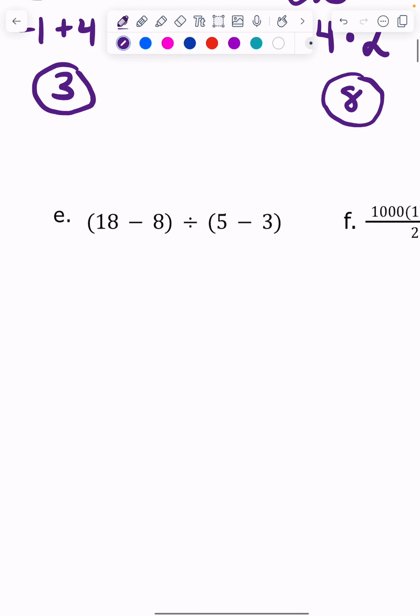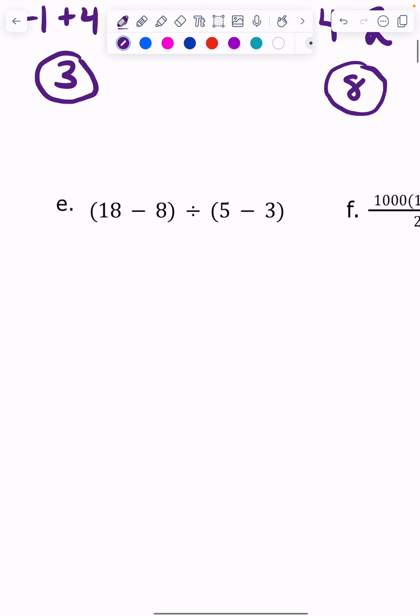Example E. So for this one, we have 2 sets of parentheses. It doesn't matter which one we do first. So 18 minus 8 is 10. And then 5 minus 3 is 2. And then there's just one operation left to divide, and that's 5.